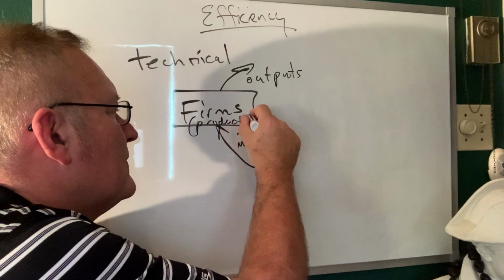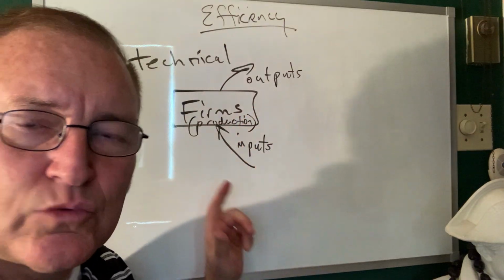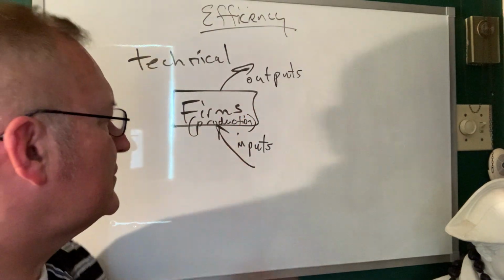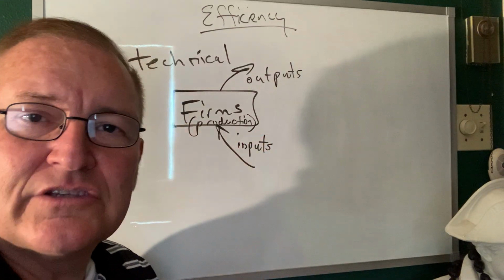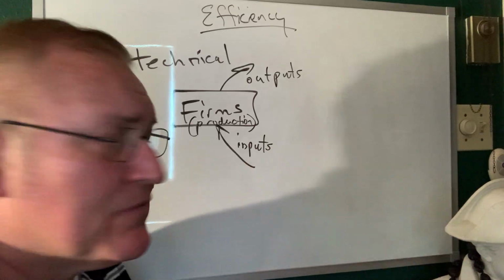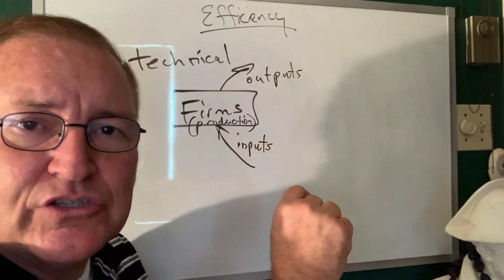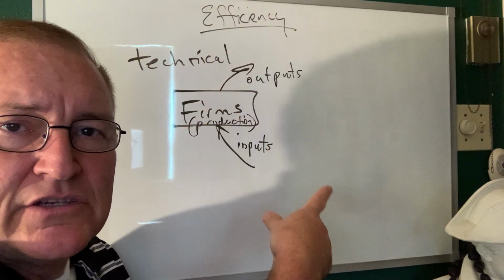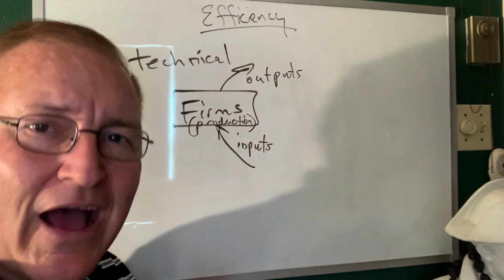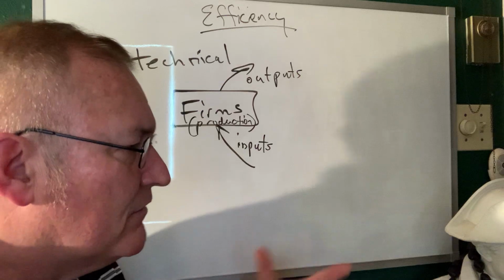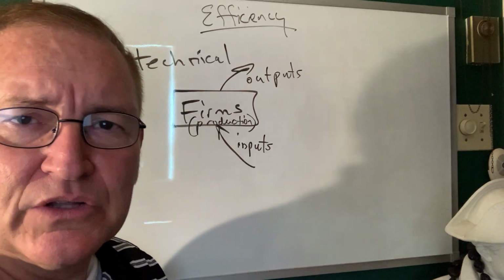So production is what firms do to inputs to make them outputs, okay? And technical efficiency addresses this. So technical efficiency is getting the greatest amount of output given a fixed number of inputs.